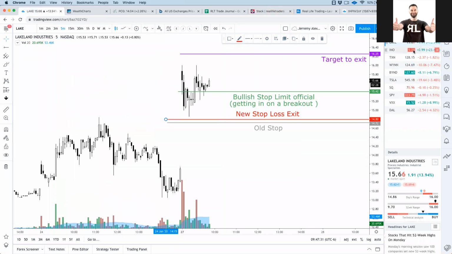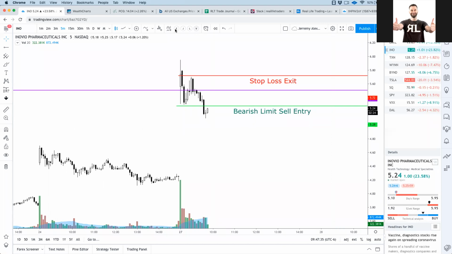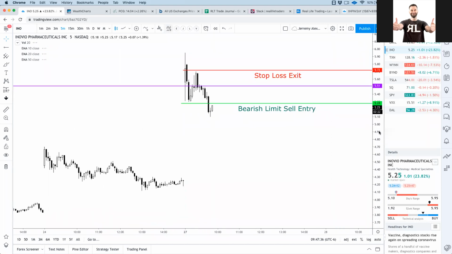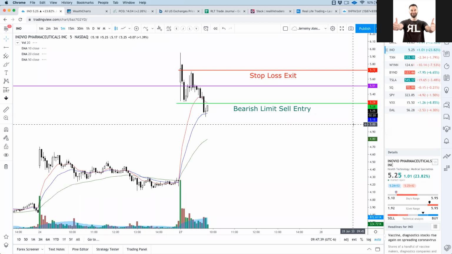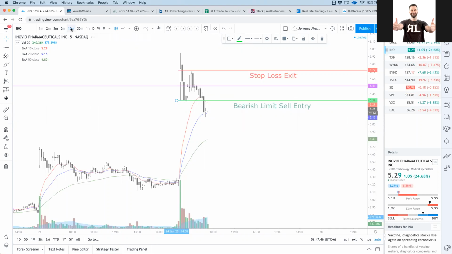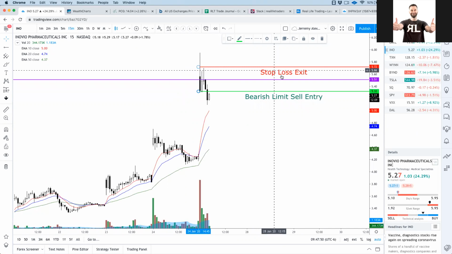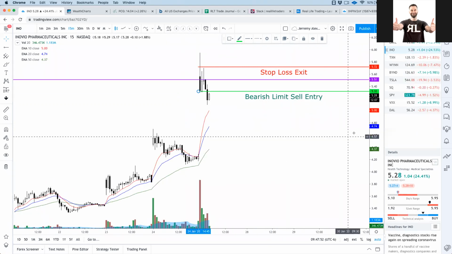All right, so another one that I am keeping an eye on is I&O. I do really like this breakdown. It's kind of like a big double top. Where would I like to short this thing? 5.32 by 5.72 wouldn't be bad. Okay. I&O, 5.32 limit sell with a stop loss at 5.72.